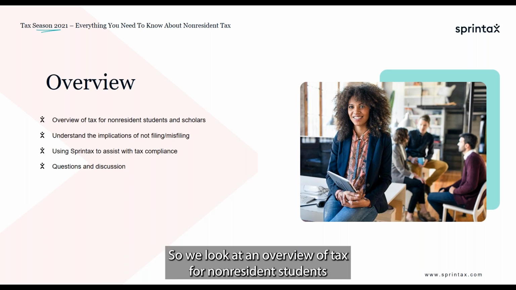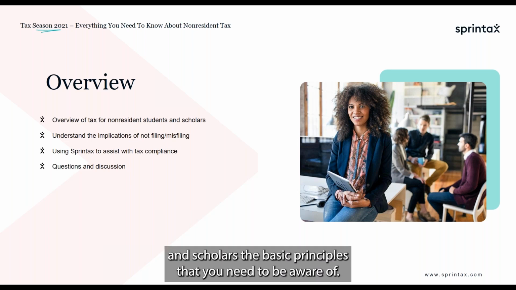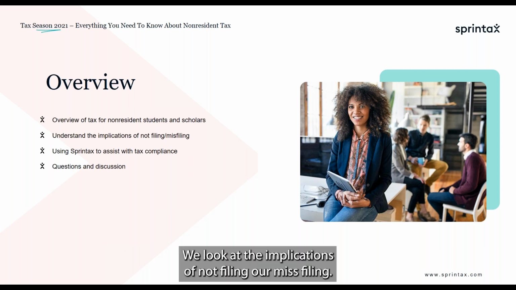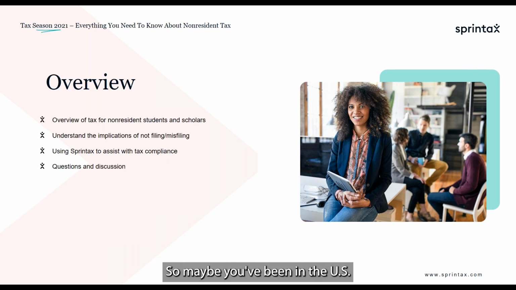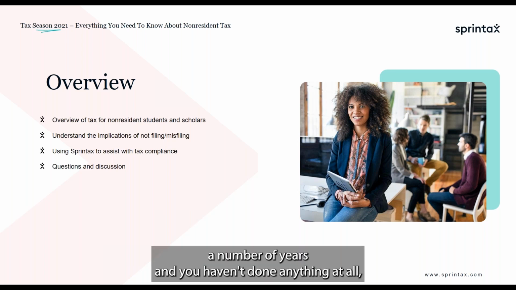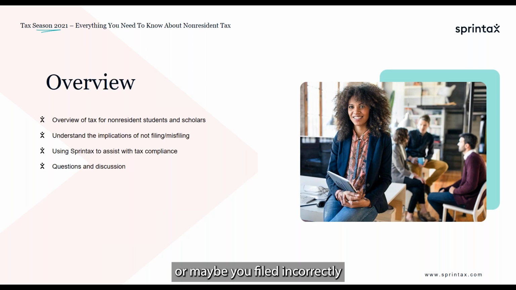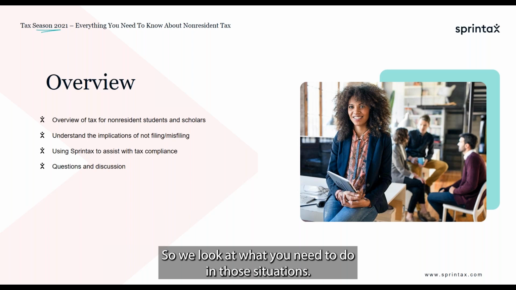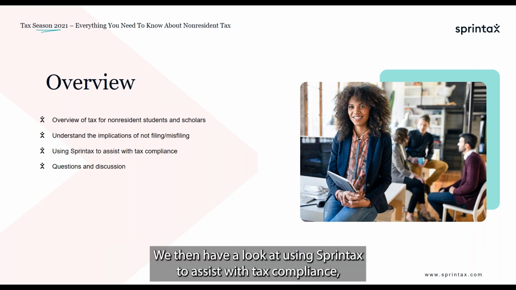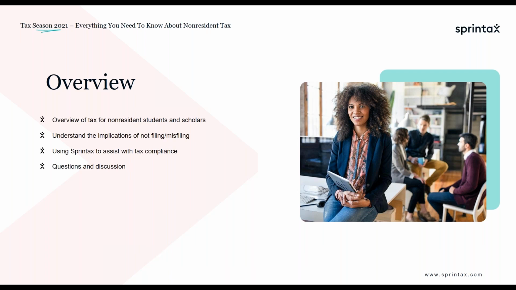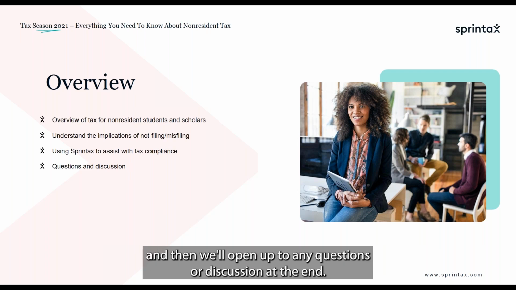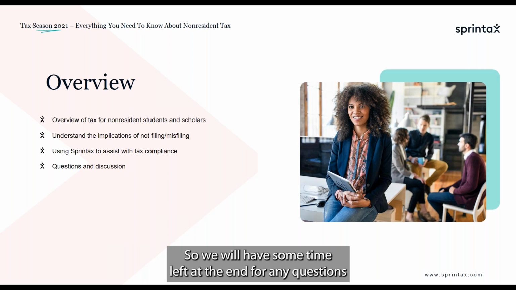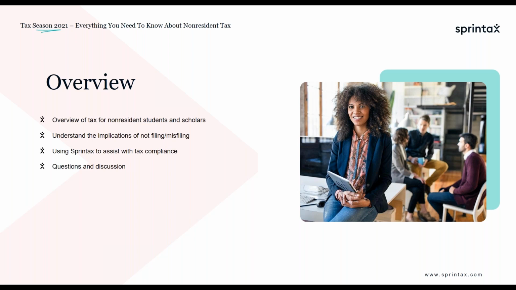We'll look at an overview of tax for non-resident students and scholars, the basic principles that you need to be aware of. We'll look at the implications of not filing or misfiling. So maybe you've been in the US a number of years and you haven't done anything at all, or maybe you filed incorrectly in previous years and filed as a resident instead of a non-resident. So we'll look at what you need to do in those situations. We'll then have a look at using Sprintex to assist with tax compliance, and then we'll open up to any questions or discussion at the end. So we will have some time left at the end for any questions.